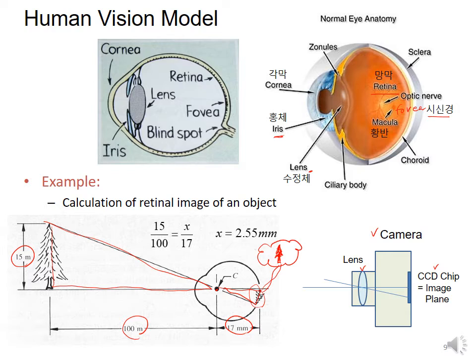Then we can calculate the height of the image using the proportional relationship of triangles. So 15 to 100 equals x to 16. So the x answer is 2.55 millimeters.